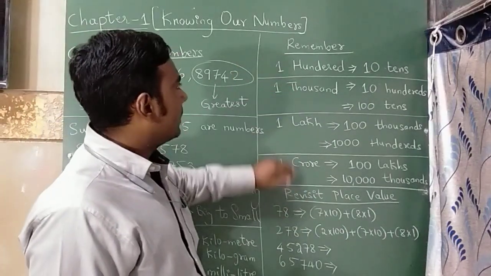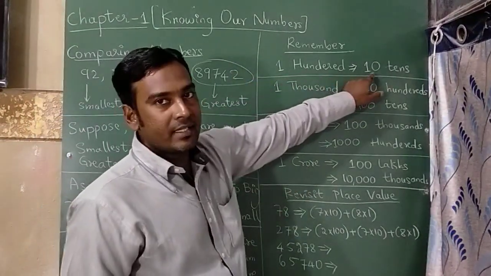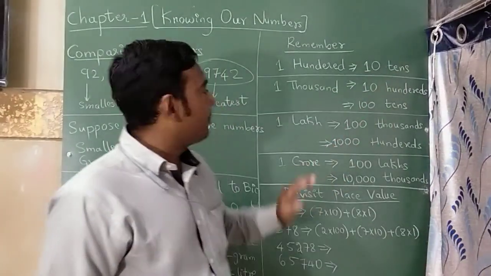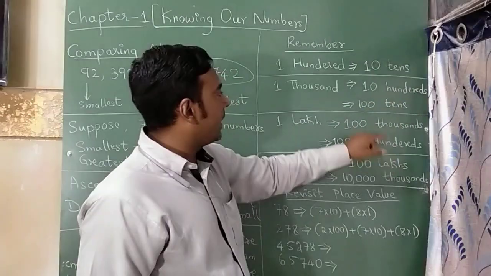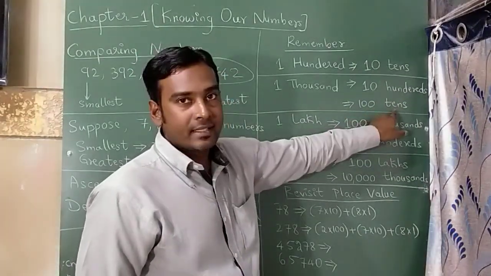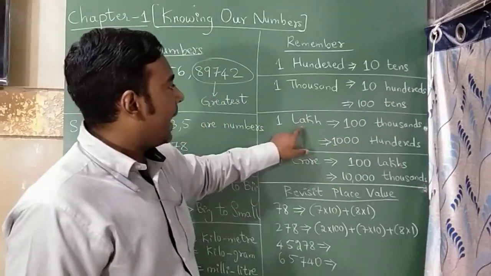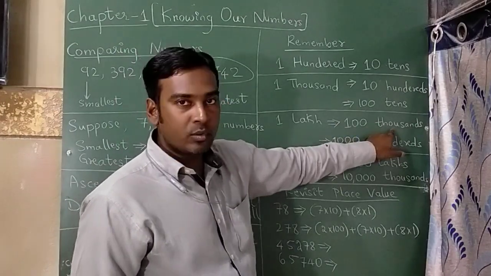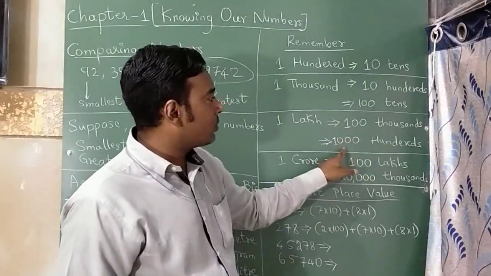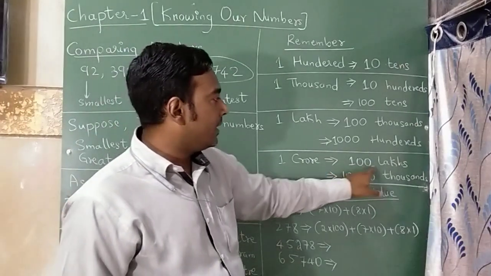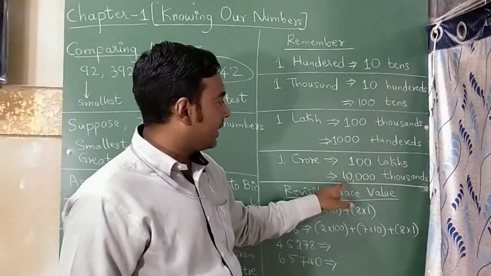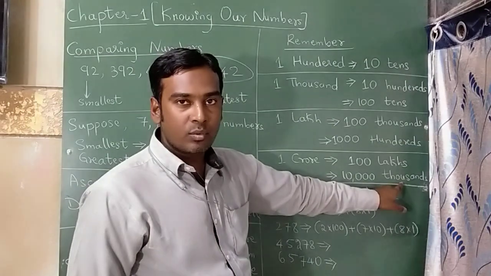Remember all these. Okay. 100 means it is 10 tens. 1000 means 10 hundreds, or you can tell 100 tens. Okay. Now 1 lakh means it is 100,000, or you can tell 1000 hundreds. 1 crore means 100 lakhs, or you can tell 10,000 thousands.